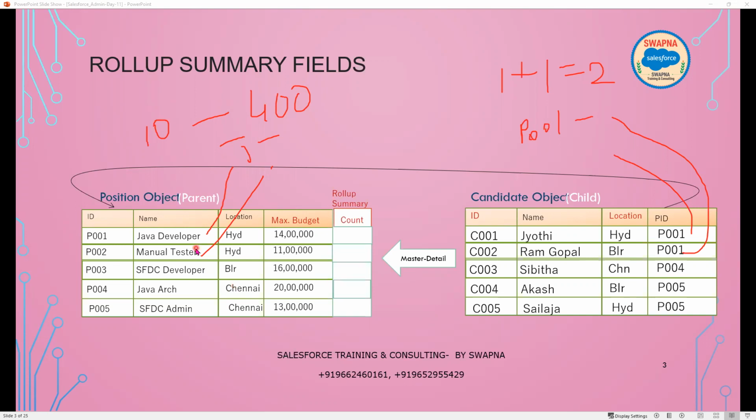For that, we are going to create a rollup summary on the parent object, and then specify the count. There are different types of rollup types, like count, sum, min, max. Here we need the first one, count. Now we will see each one of them. Count is basically used in order to get the count.